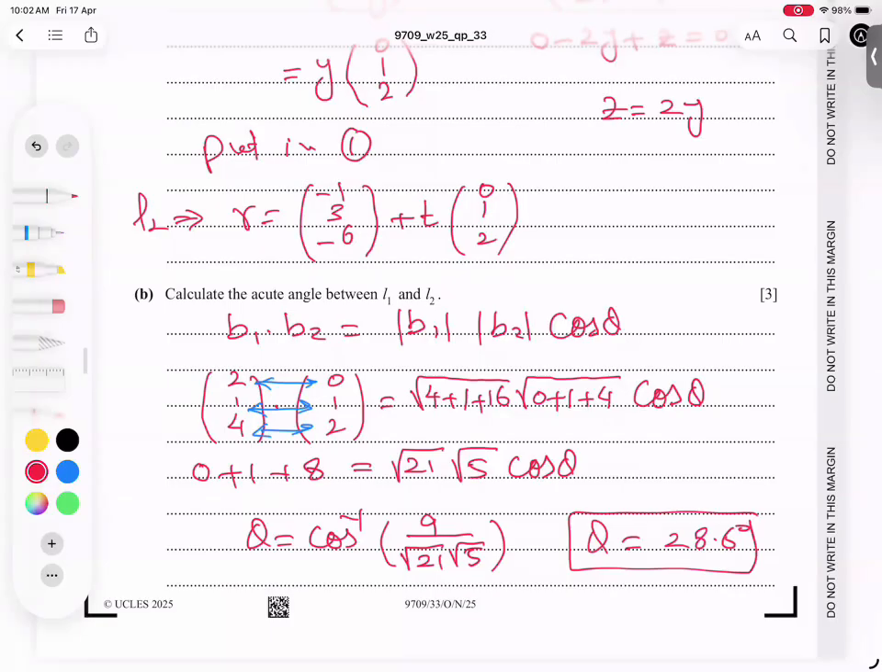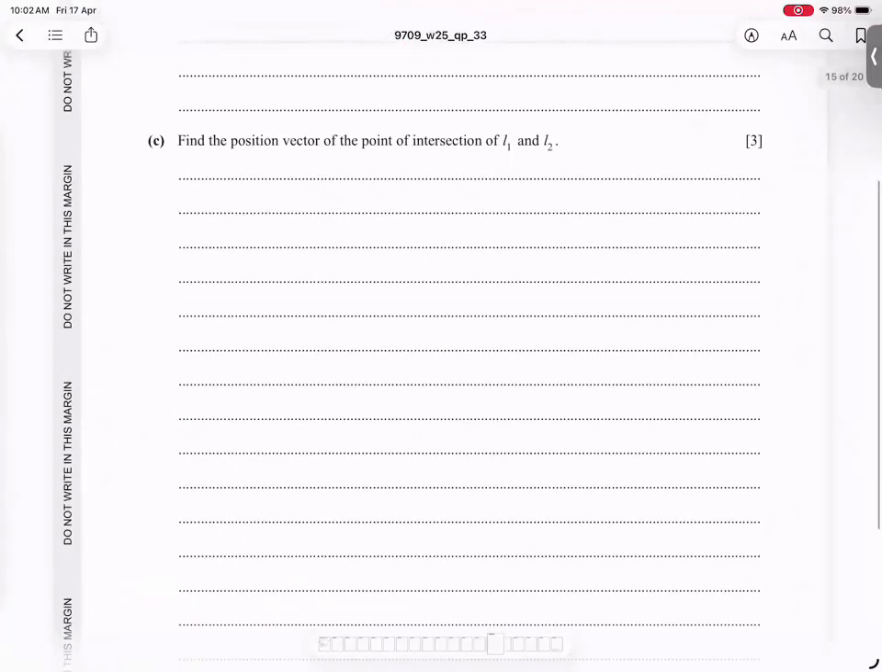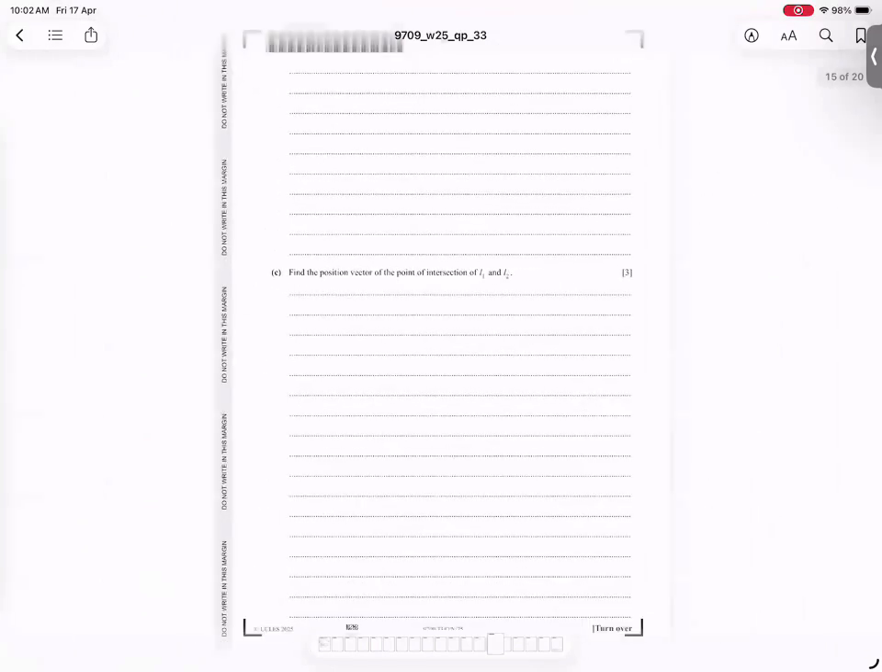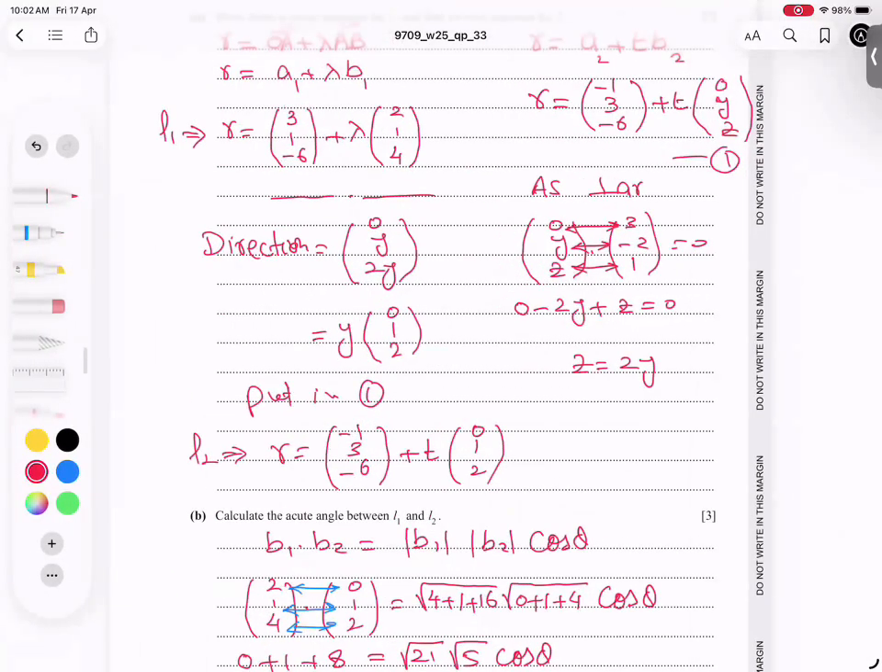28.6 degrees. Okay, I hope the concept of the question is very clear, and let's go to the next part of the question. In the next part, we have to find the position vector of the intersection, if the lines intersect. Go back, and we need both lines' equations. So I'm looking for the equation of line L1, and these two lines.